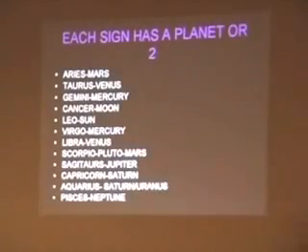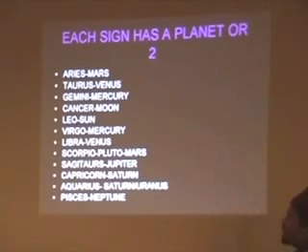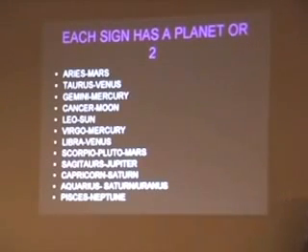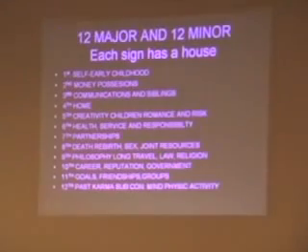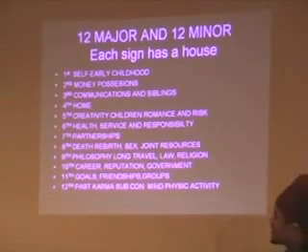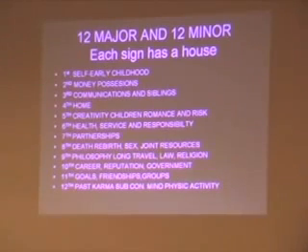Each sign has a planet or two, starting with the first. Aries is Mars, Taurus, Venus, Gemini, Mercury, Cancer, Moon, Leo, Sun, Virgo, Mercury, Libra, Venus, Scorpio, Pluto and Mars. Sagittarius is Jupiter, Capricorn, Saturn, Aquarius, Saturn and Uranus, Pisces, Neptune. Go ahead. All right. Each sign has a house. The house is very familiar to the sign, but it's just giving you the characteristics of that particular sign. So like Aries is first.